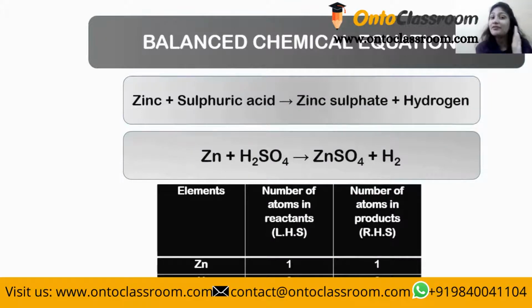Reactants are on the left-hand side of the reaction. Products are on the right-hand side of the reactants. So zinc here is a reactant. And you can see that there is only one zinc. So I wrote the number 1 there.